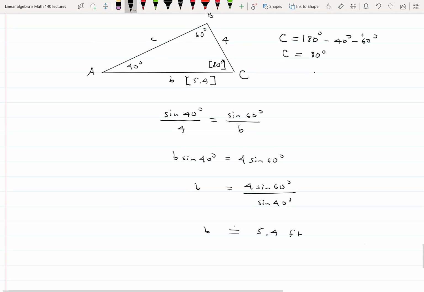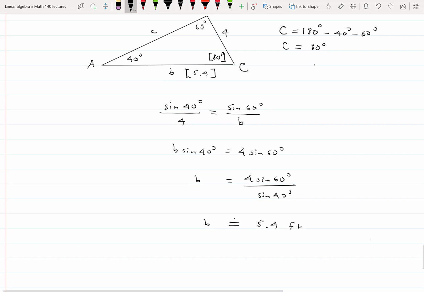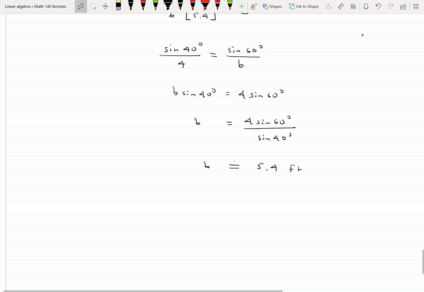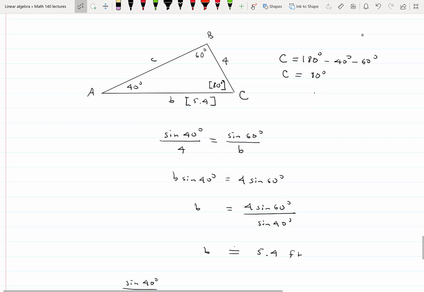There's only one thing left to find, and that is small c. So once again, I'm going to recycle that sine of 40 over 4 that I started with, because those were things that I knew that were given. I'm not going to use sine of 60 and 5.4 because I rounded off b. And if I use the rounded off b to find c, I'm going to be kind of compounding the error I introduced by rounding off. So I'm going to use the 40 and the 4 because they were given to me to be accurate. Now I'm going to go for c. So I'm going to use the sine of 80, which is C, over c.